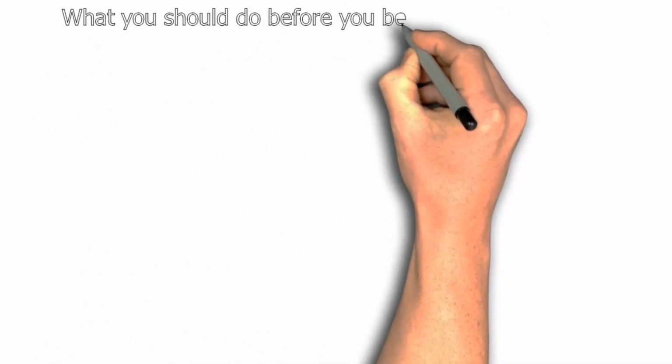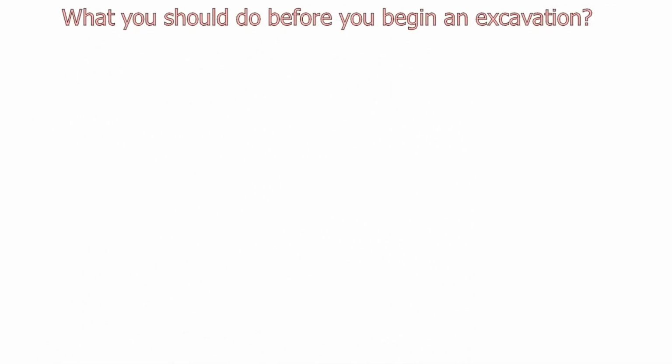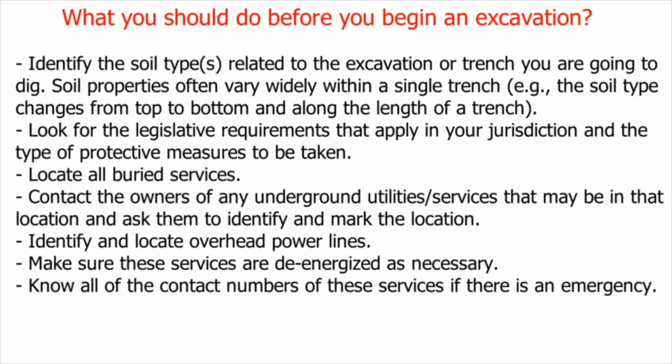What you should do before you begin an excavation. Identify the soil types related to the excavation or trench you are going to dig. Soil properties often vary widely within a single trench, for example, the soil type changes from top to bottom and along the length of a trench. Look for the legislative requirements that apply in your jurisdiction and the type of protective measures to be taken.